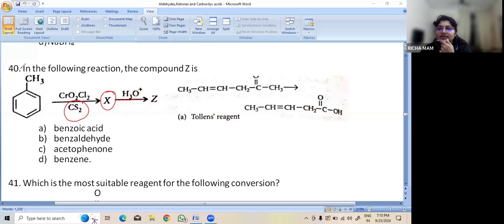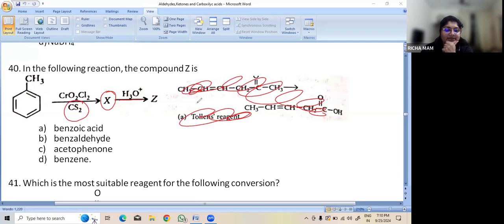Okay. So in the following reaction, what is the compound Z they have asked? The compound Z is, so don't look at this. Yes, answer this. So in the following reaction, the compound Z is A. Benzoic acid, B. Benzaldehyde, C. Acetophenone, and D. Benzene.